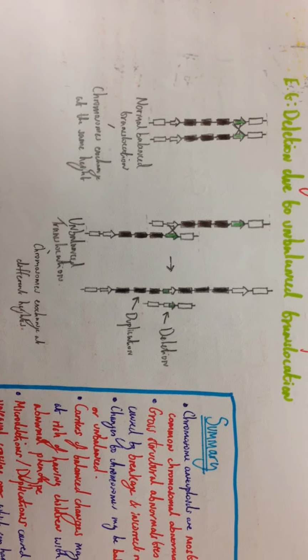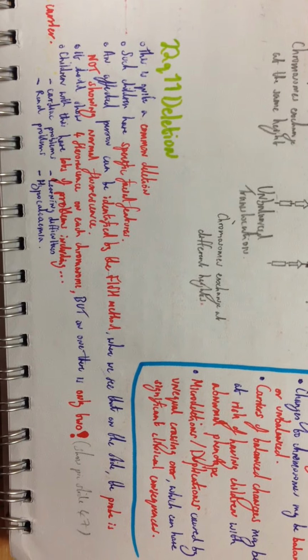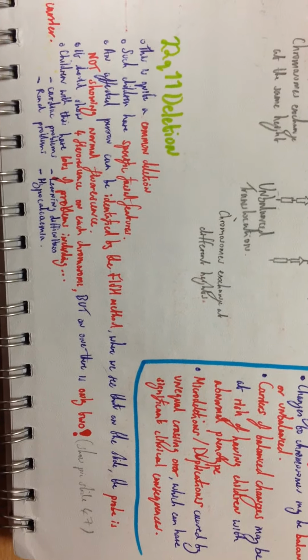So an example of this is 22q11 deletion. This is quite a common deletion. Such children have specific facial features. An affected person can be identified by the FISH method, where we see on the slide that the probe is not showing normal fluorescence. It should show 4 fluorescence on each chromosome, but on one there's only 2.